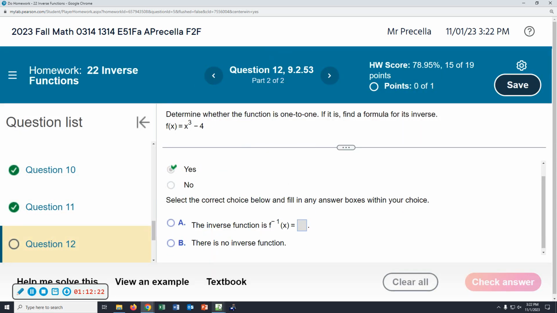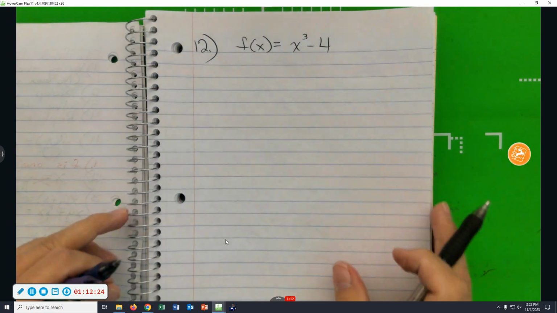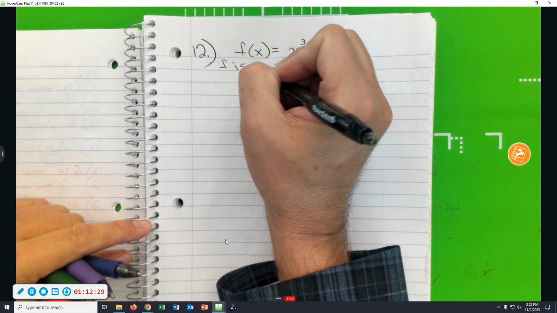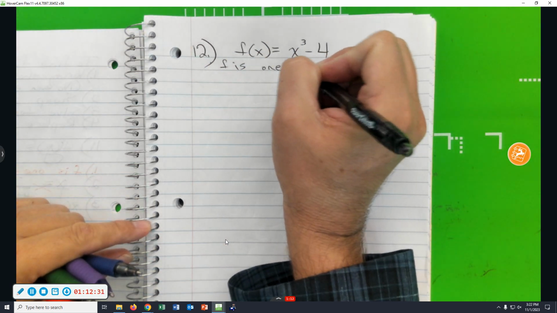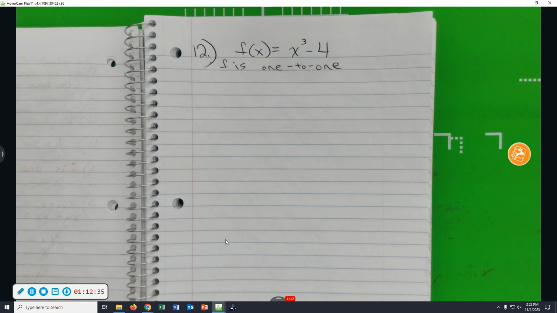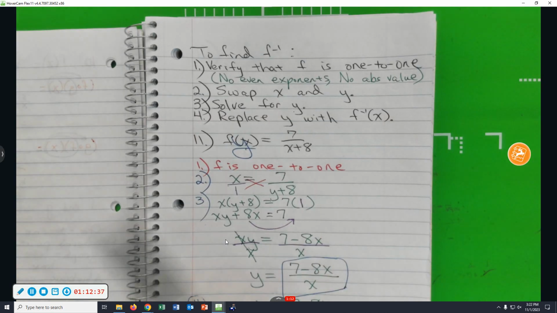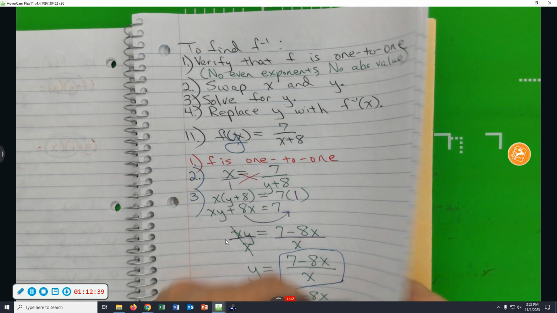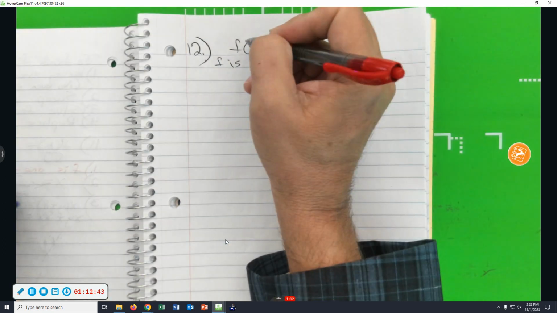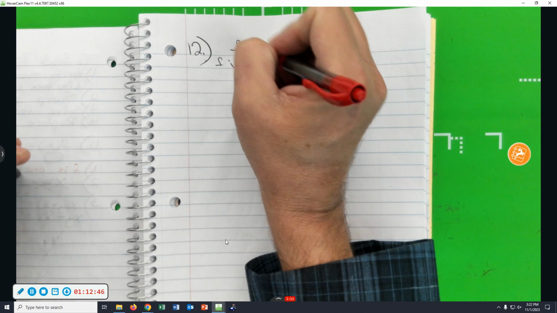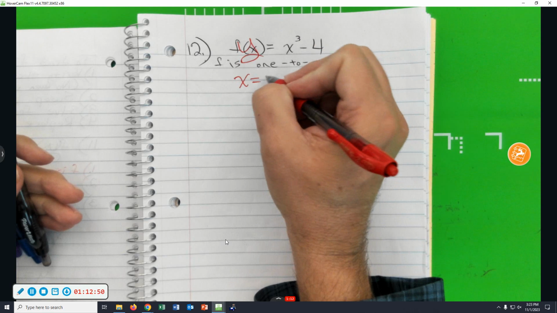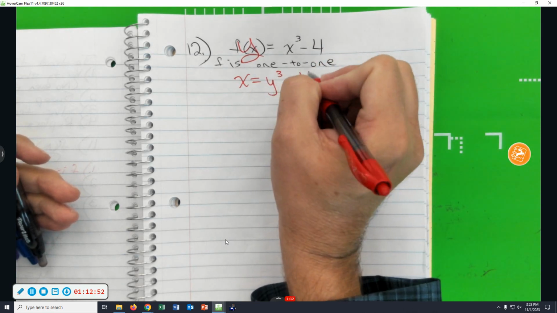So let's switch it over, because you're going to have to go through those steps. We've already said f is 1-to-1. Okay, we convinced ourselves of that very quickly. Now we're going to swap x and y. Keep in mind that f of x is actually what? Y. So x equals y cubed minus 4.